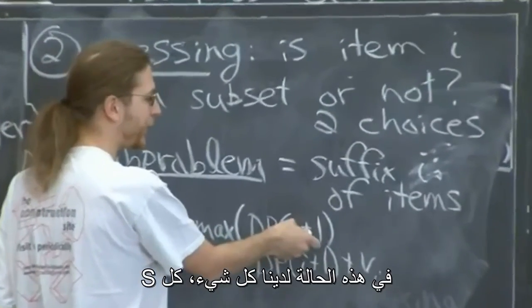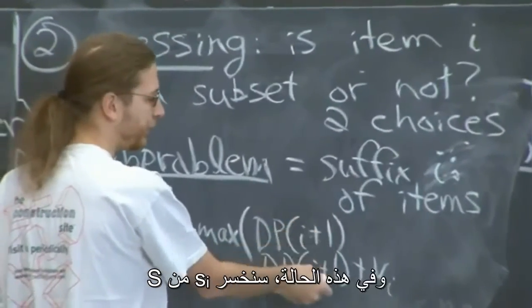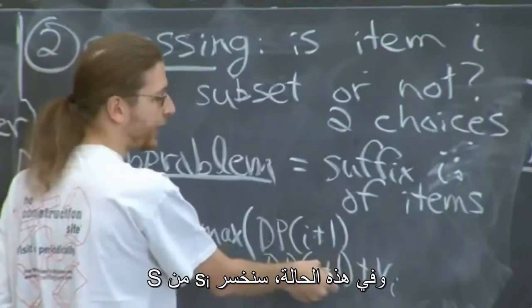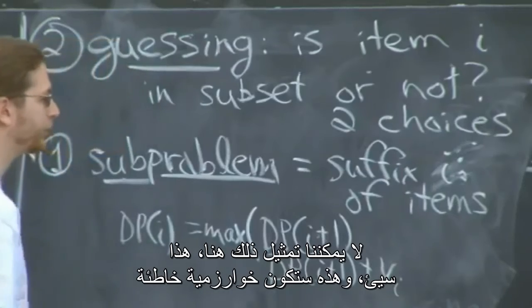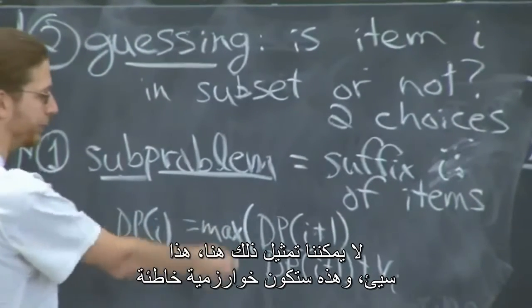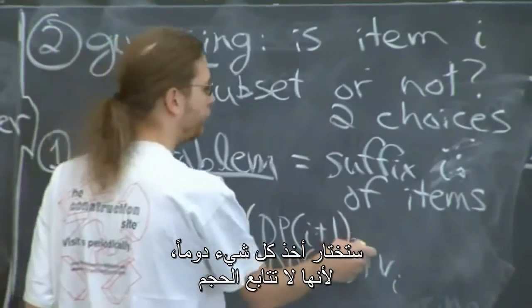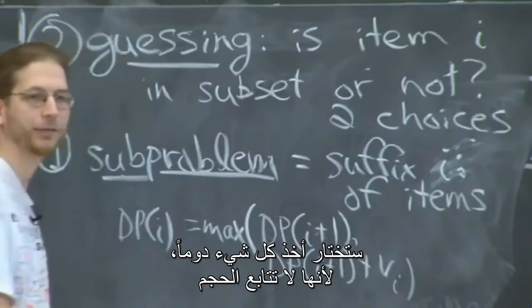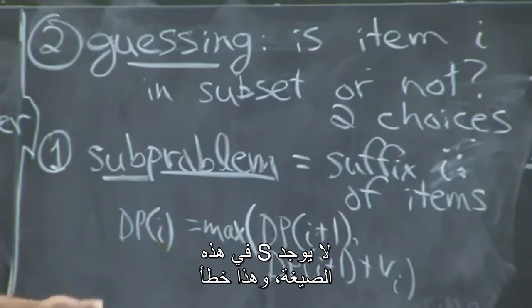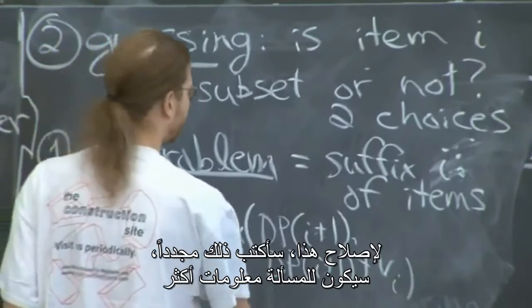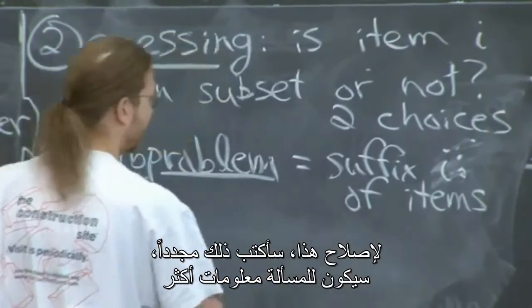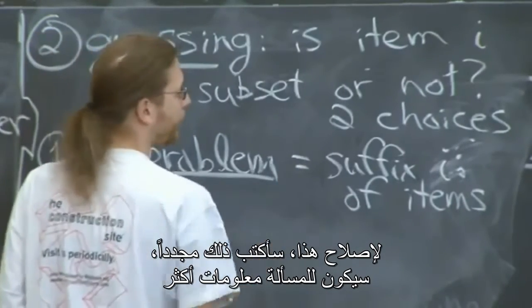In this case, it has everything, all of s. In this case, we lose si of s. But we can't represent that here. That's bad. This would be an incorrect algorithm. It would always choose to put everything in, because it's not keeping track of the size bound. There's no capital S in this formula. That's wrong.